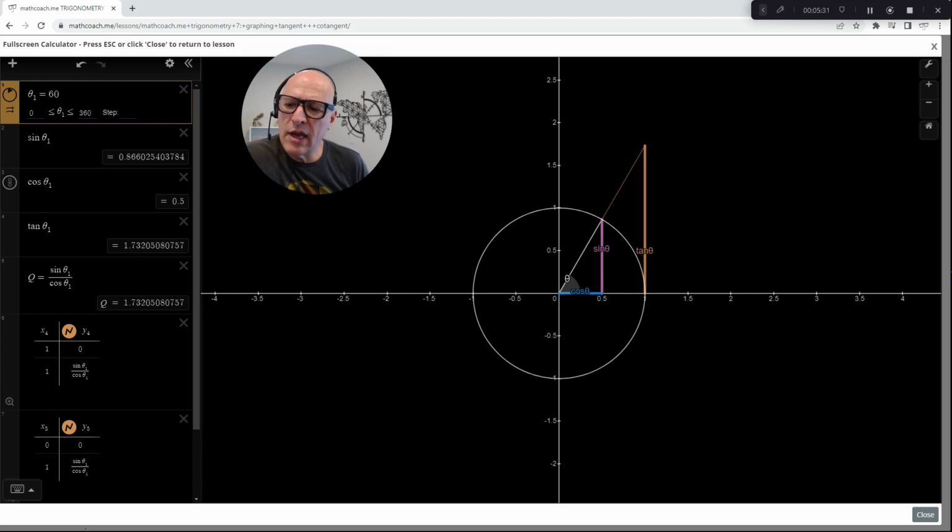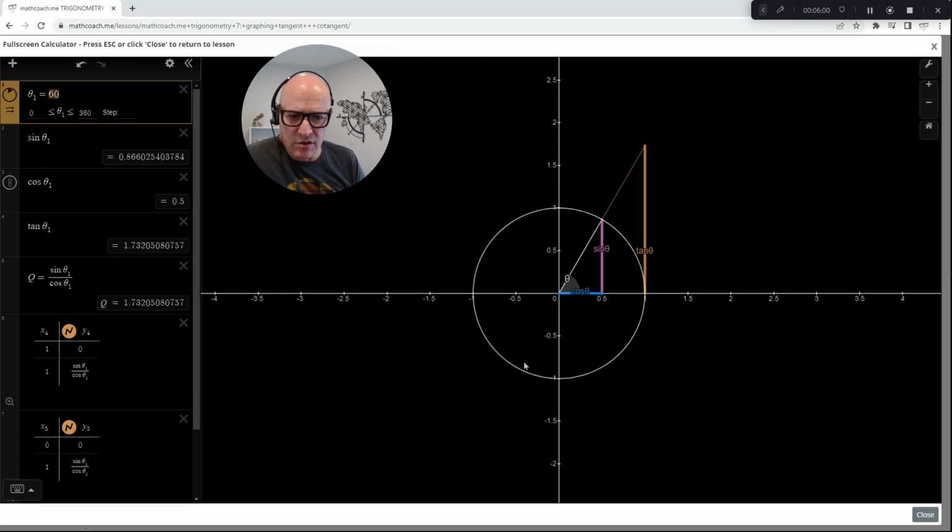But notice also I have a quotient variable q, which is equal to sine of theta over cosine of theta. And that resolves to 1.732, which is exactly the same as tan theta. So my quotient variable q, sine of theta over cosine of theta, is equal to tangent of theta. And we can see that for any angle.